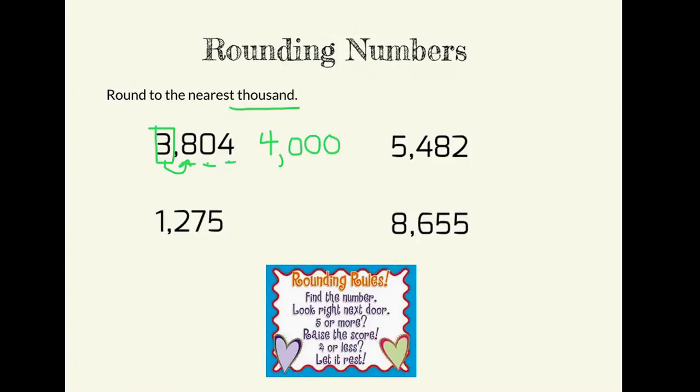Next number, 5,482. 5 is in the thousand place. Look right next door. 4 or less, let it rest. So 5 has to stay the same today. Again, 3 numbers after the number I rounded change to zeros. 5,000 is the new number it rounded to.